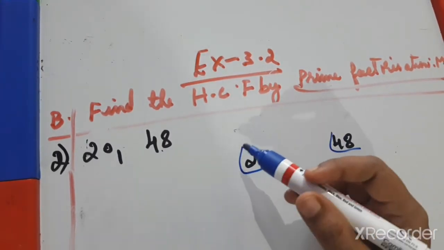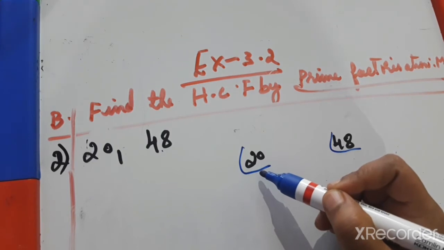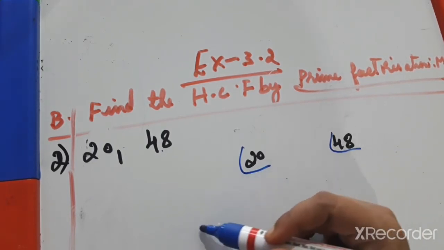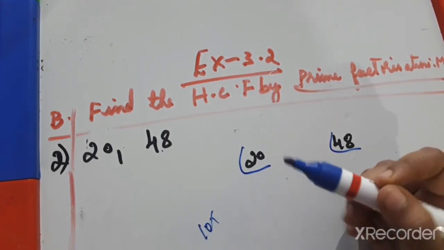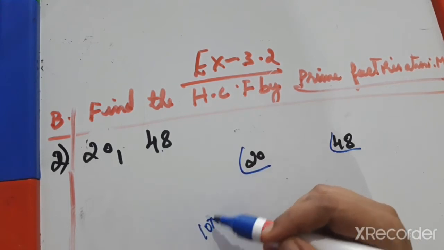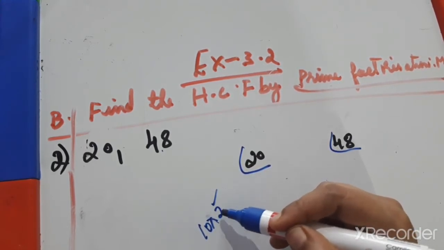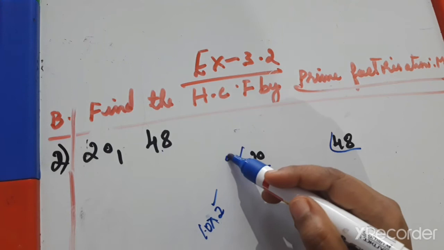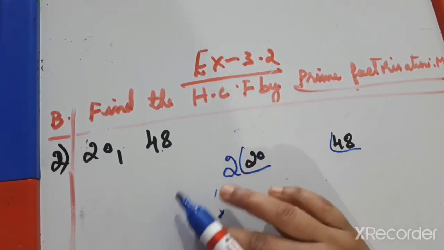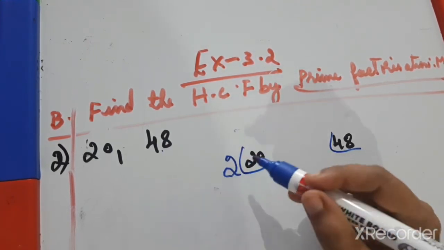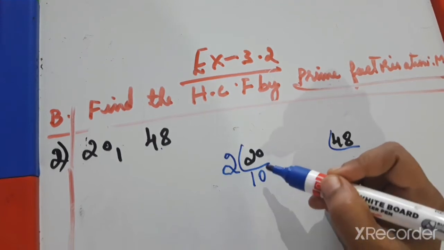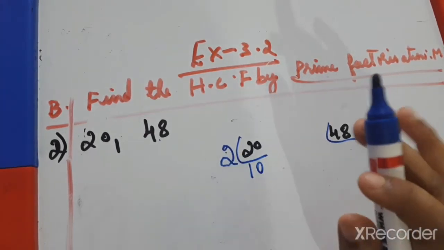So in which tables? 10 twos are 20. It is multiplied with 10 ones in the tables, but 10 is not a prime number, so we can't take 10. But 2 is a prime number, so we can consider 2 tens. The outside number should be a prime number. That is prime factorization. So we can take 2 tens, but the outside number should be a prime number.